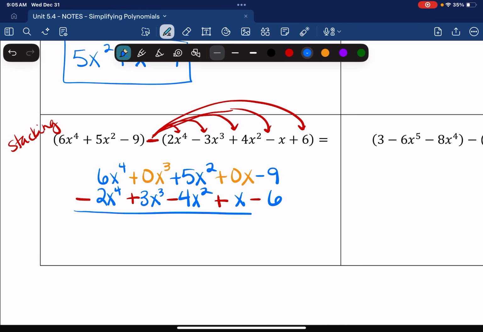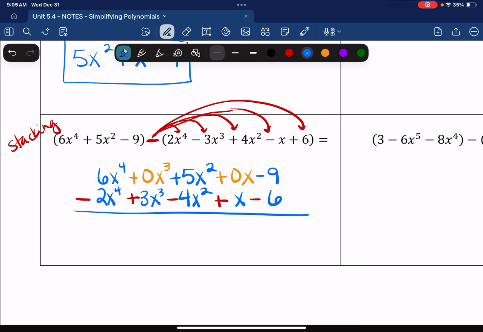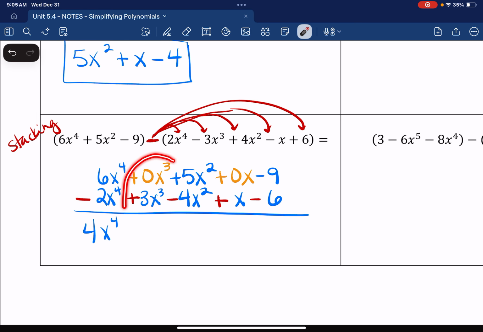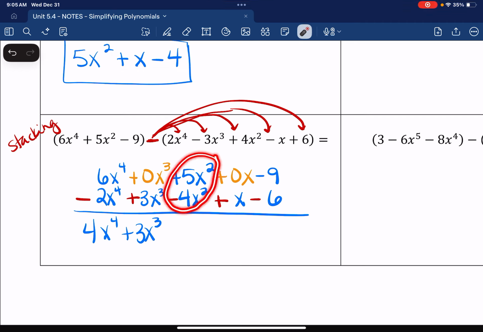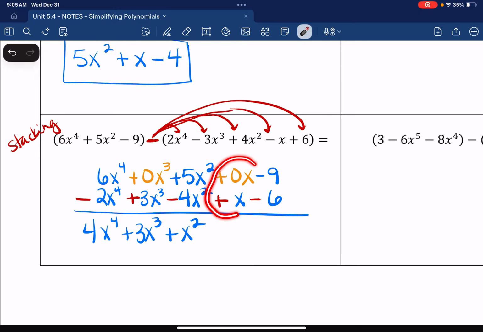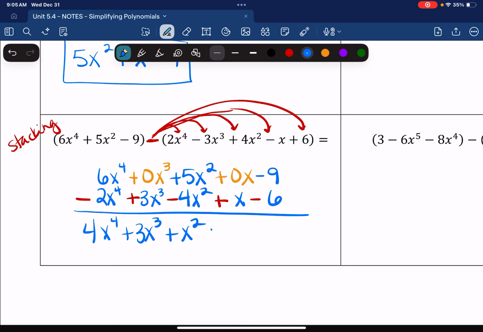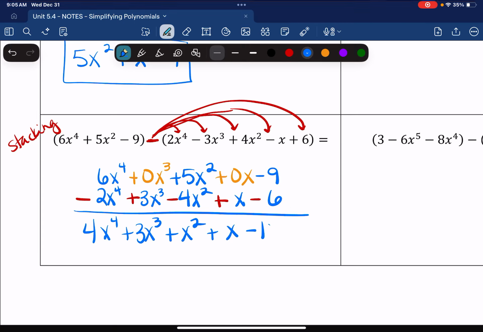All right, so here we go. Let's combine these together. 6x to the 4th minus 2x to the 4th gives us 4x to the 4th power. 0x cubed plus 3x cubed is plus 3x cubed. 5x squared minus 4x squared gives us a 1x squared, or just x squared. 0x plus x gives us just our plus x. And then we have our minus 9 minus 6 gives us our minus 15.